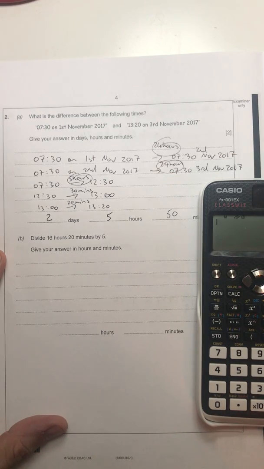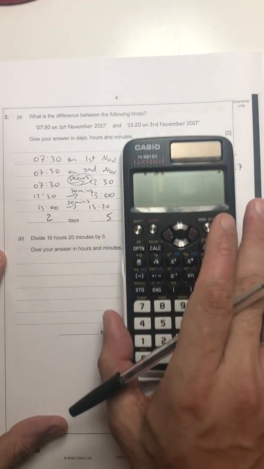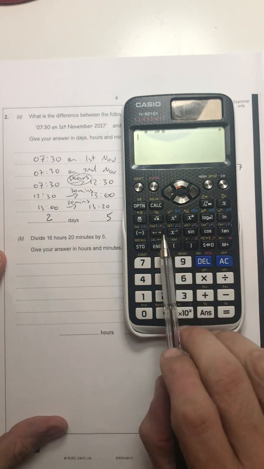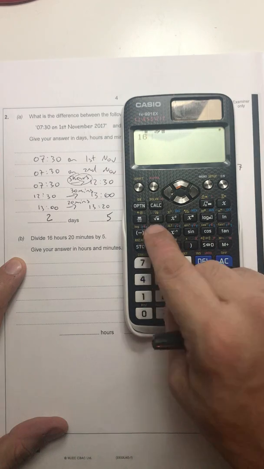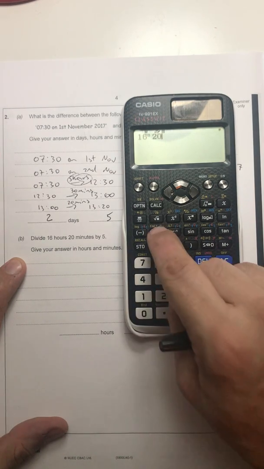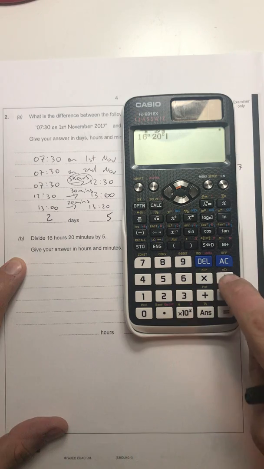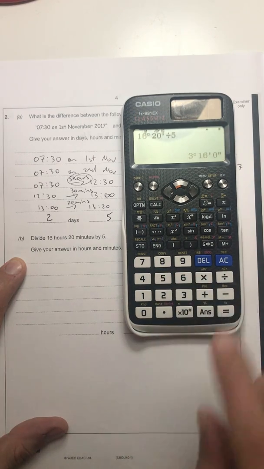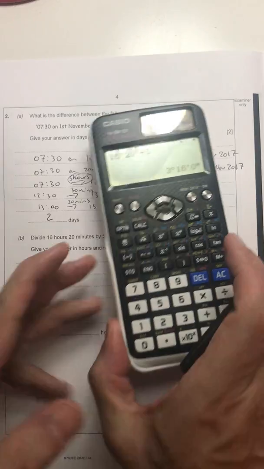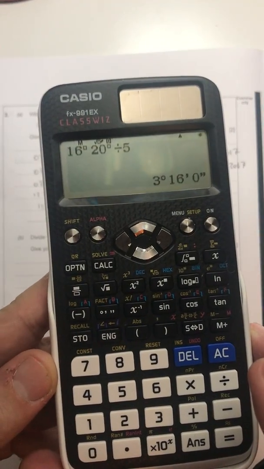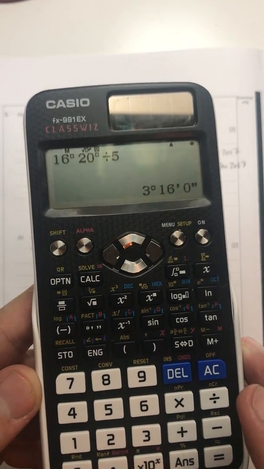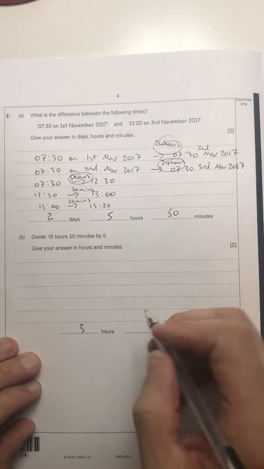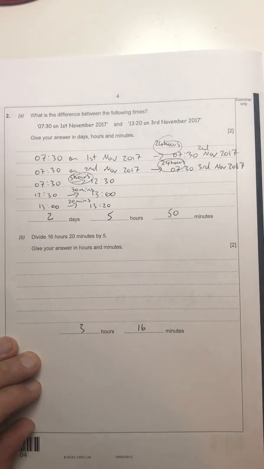Divide 16 hours 20 minutes by 5. Well, we can do a little bit of a cheat here. We can use the time key on my calculator, which is this button here. If I just put in 16 hours 20 minutes, and then divide by 5, you can see on my calculator it's come up as 3, 16, and then 0. That means 3 hours 16 minutes and 0 seconds. So my answer is just 3 hours and 16 minutes. I don't need to put the 0 seconds down.